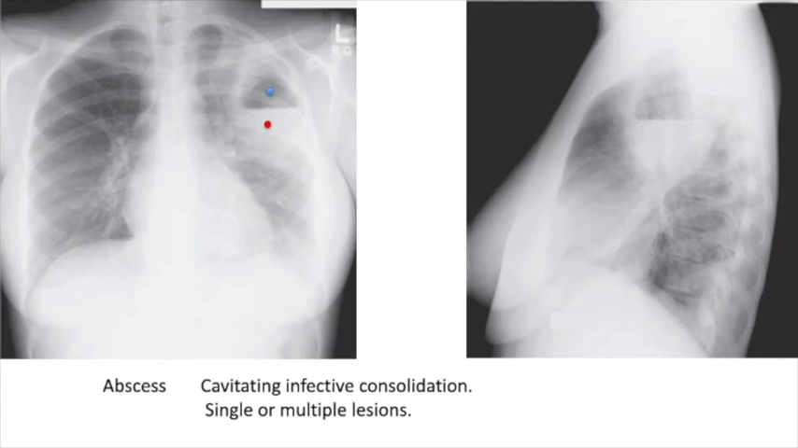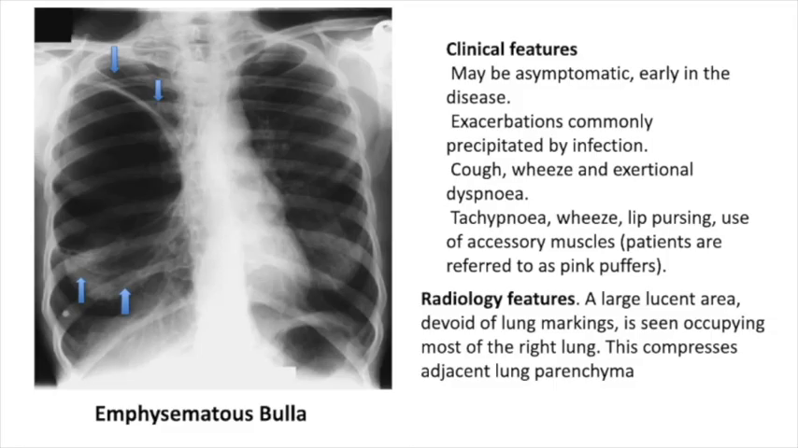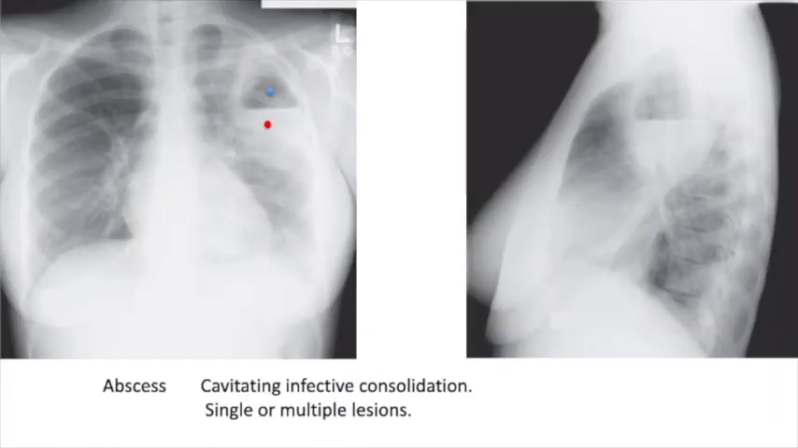Now another pathology is abscess. What happens in the abscess? You compare it with the bulla. In the bulla, the walls are very thin and there is no air-fluid level. In the abscess, the wall is thick and there is an air-fluid level. You can see with the red point the fluid, and with the blue point the air.